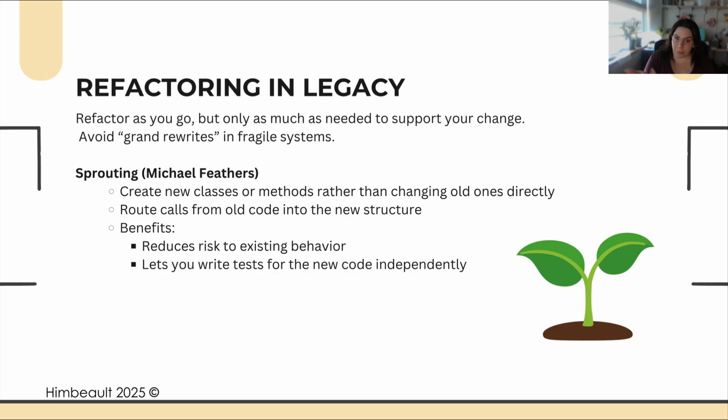So there's this idea of sprouting that was developed by somebody named Michael Feathers, and it's this idea where we're going to create new classes or methods rather than making any code changes to the old ones. So rather than doing any refactoring to those old ones, we want to make these new ones. Our route will call from old code into the new structure. So our old code may need a very minor change, like calling our new interface or our new class, and then our new class can handle the reroute back into the old structure, as we said, right? So this is going to reduce risks to existing behavior, and it means that we get to write the tests for this new interface, this new class, completely sprouted off, separate, totally independently.